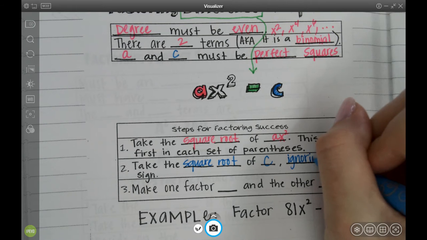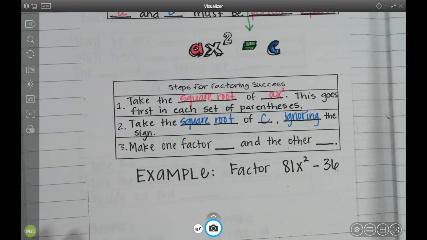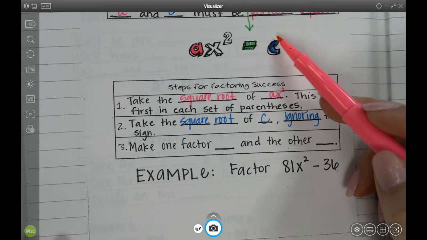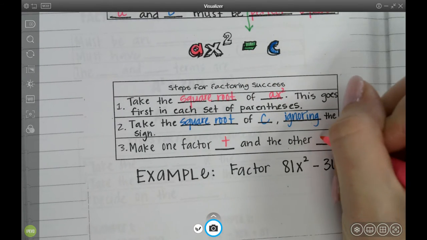So if you try to type in the square root of a negative number in your calculator, it's going to tell you an error. So you can't take the square root of a negative number and get a real number answer. We're not there yet. Okay, so you're going to ignore the minus and you're just going to take the square root of C, no matter what it is. That's going to go second in each set of parentheses. And then you're going to make one factor plus and one factor minus.